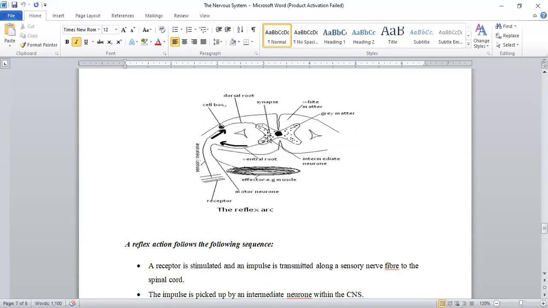Inside the gray matter, we have the synapse. Remember what is a synapse? We said a synapse.